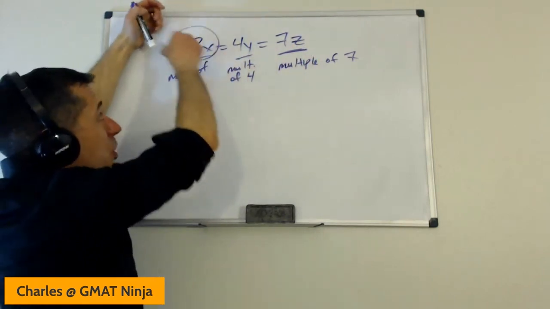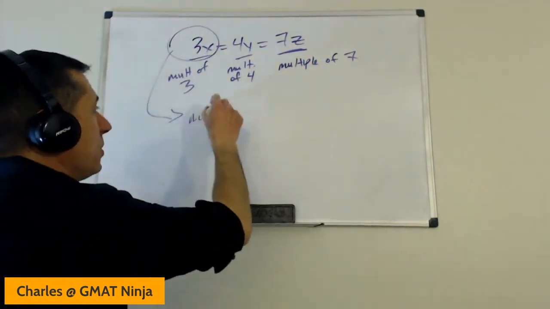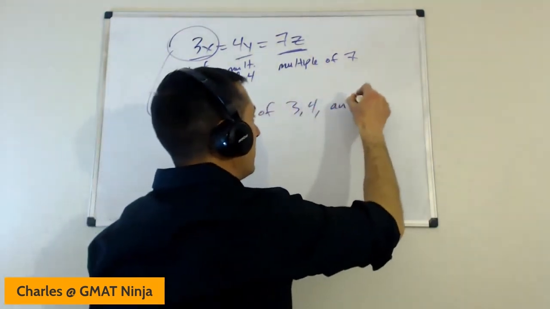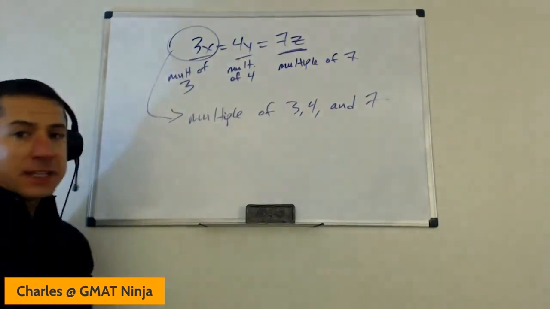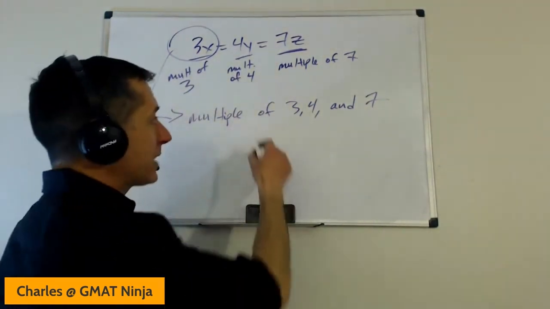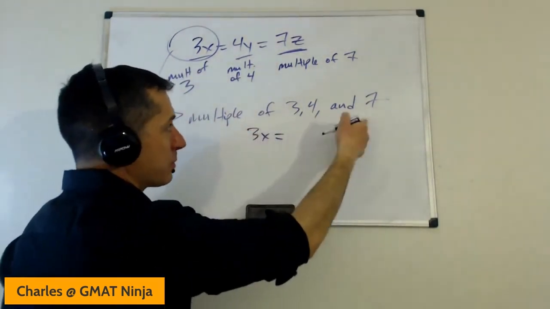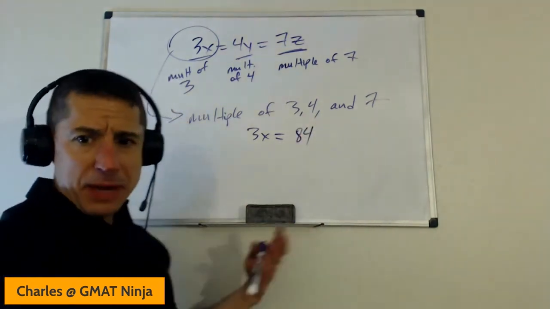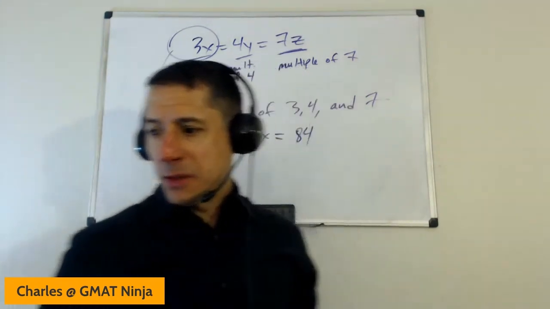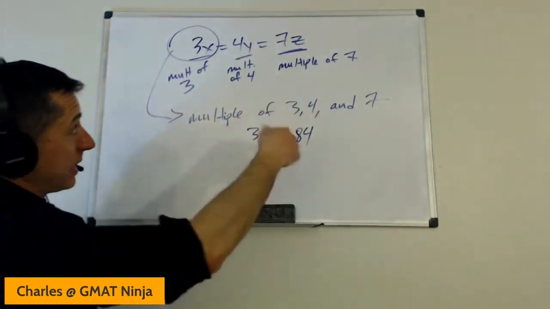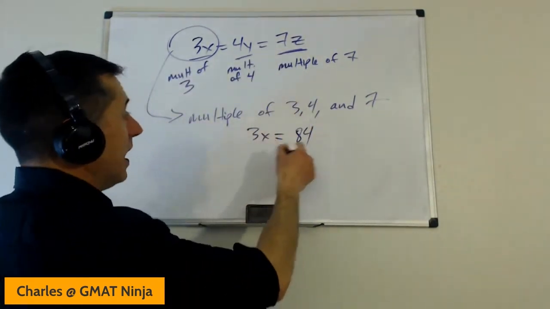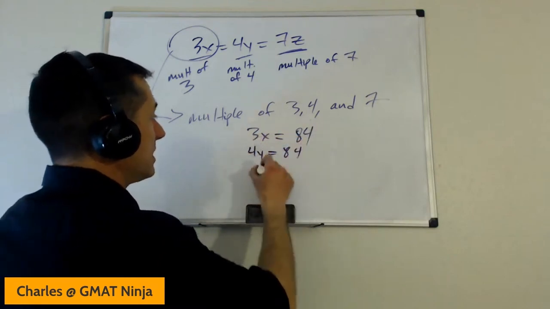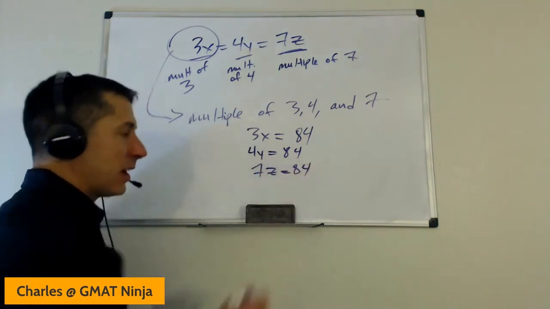Same thing is true as you extend it out. Each of these terms has to be a multiple of 3, 4, and 7. So at bare minimum, 3x would have to be equal to whatever this product is, 12 times 7, 84. And then we can take it from there. So least possible value of x plus y plus z, we can rotate that around and get there. So 3x equals 84, 4y equals 84, 7z equals 84. I won't do the arithmetic from here, but that's basically it.